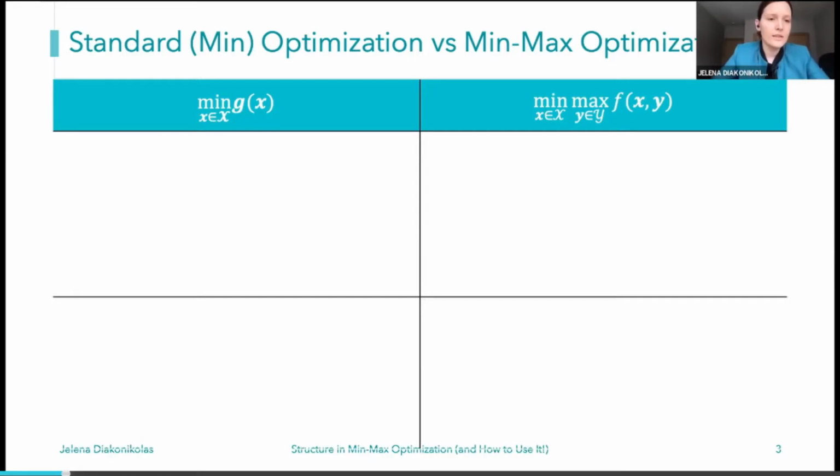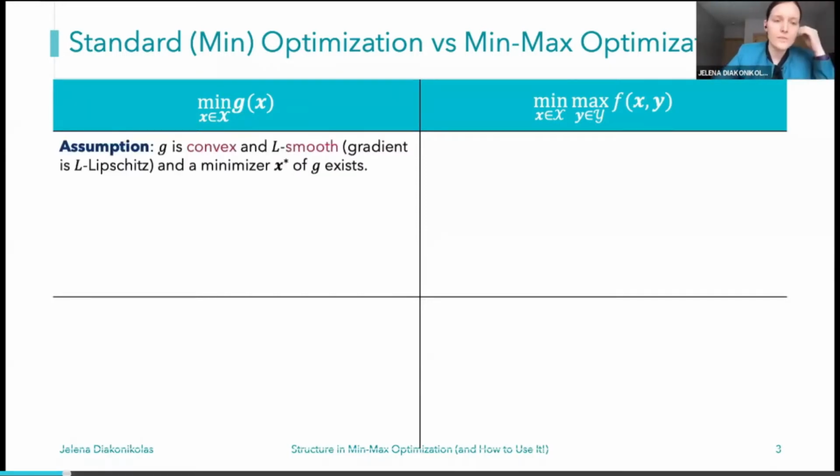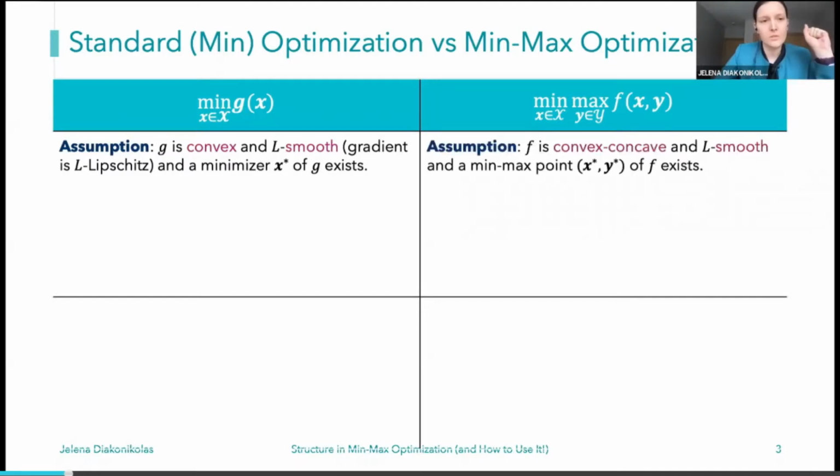So let's look at a setup where, in standard optimization, we have a function that is convex and L-smooth and has a minimizer. The corresponding setup for min-max optimization would be that the function is convex-concave, L-smooth, and has a min-max point. For standard optimization, we have that the optimality gap is going to be finite. So let's say our space is R^d.